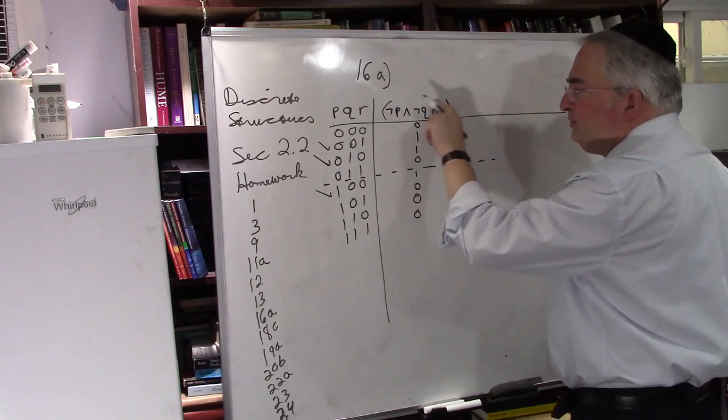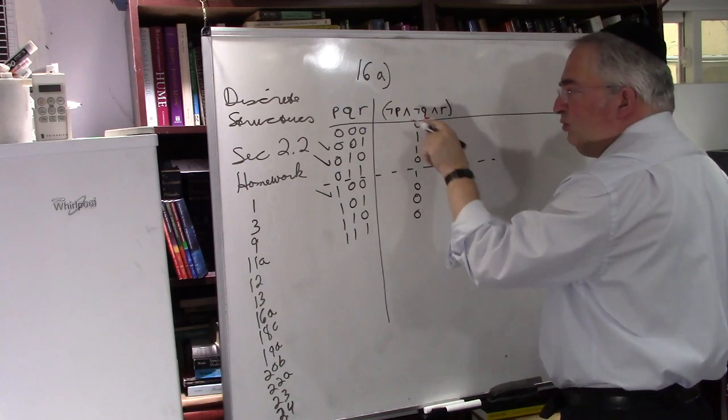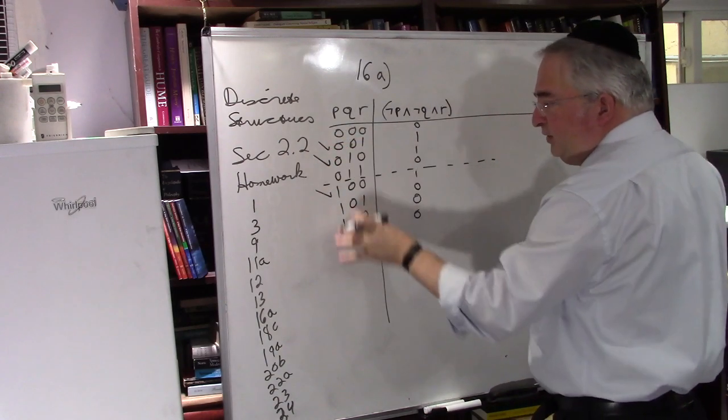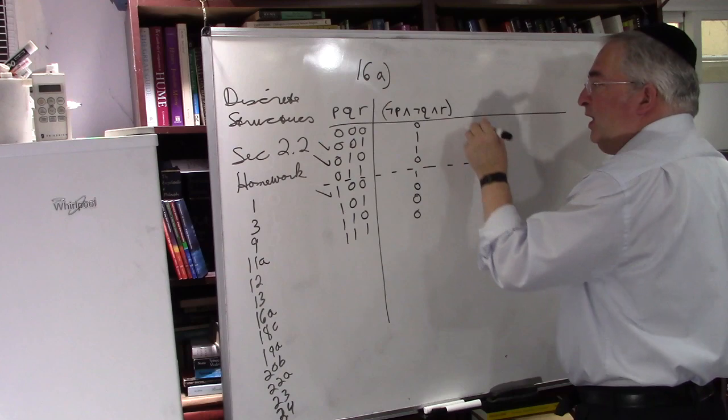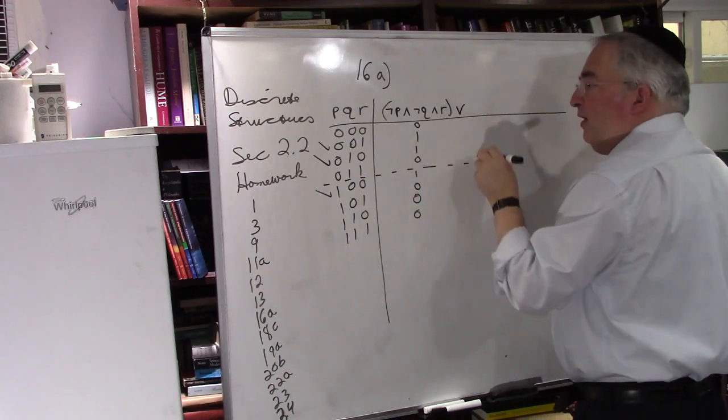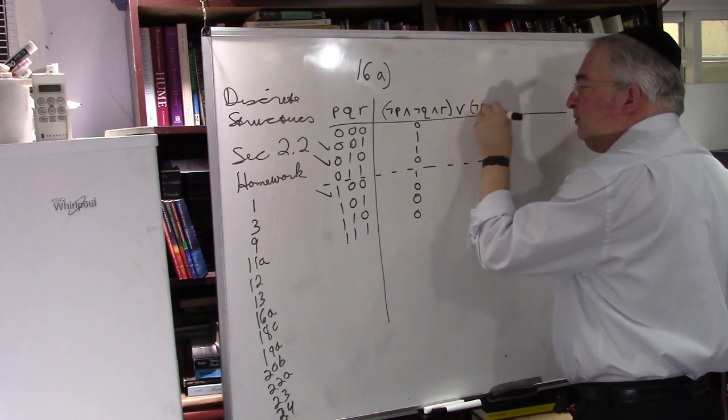Okay. Now this proposition is going to be true only here. Only here. Every other time it's going to be false. Okay? Or another thing that you want is not P to be true.